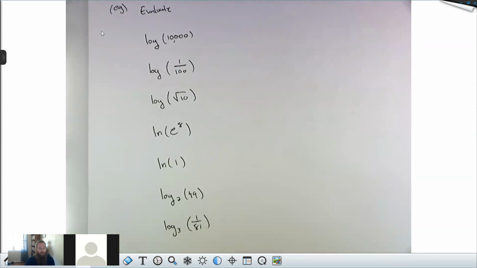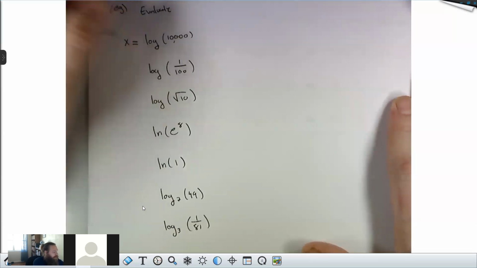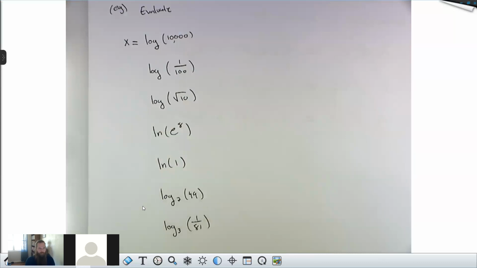The trick to evaluating each of these is to think about them as an exponential statement. So for each of them, I'll just go ahead and call this thing x, and that will give me something to play with. Now, hearken back to that alternate definition. If x is equal to the log of 10,000, what must be true? First, what's the base here? I don't have anything written for these first 3. So what is the base for all 3 of those? Very good, 10. All right, if there's no base written, the base is always 10.